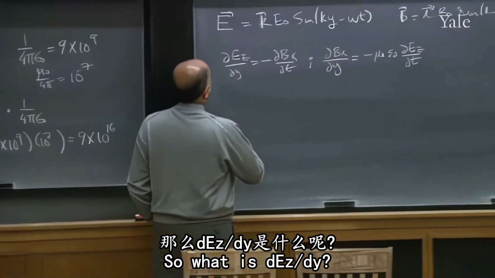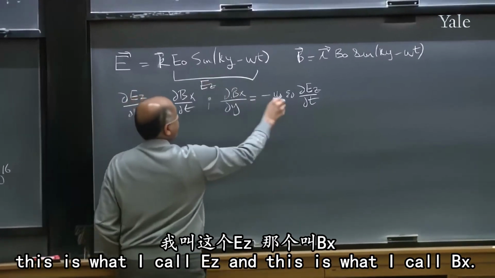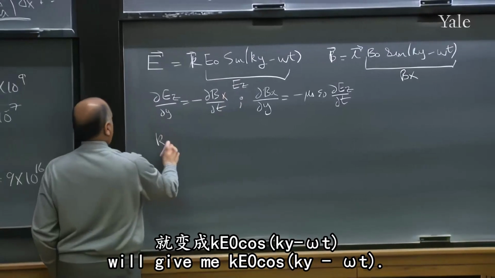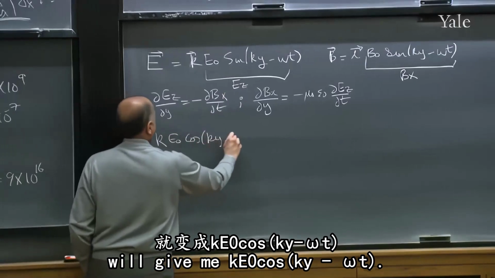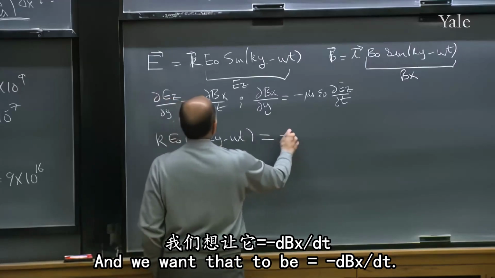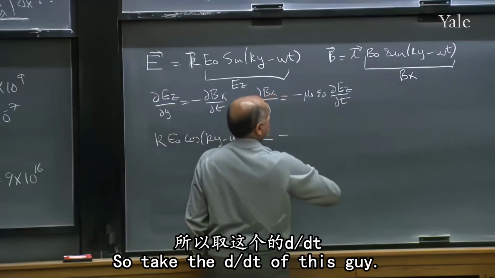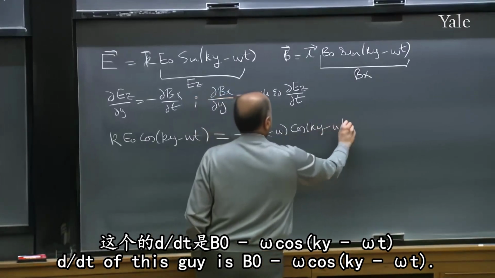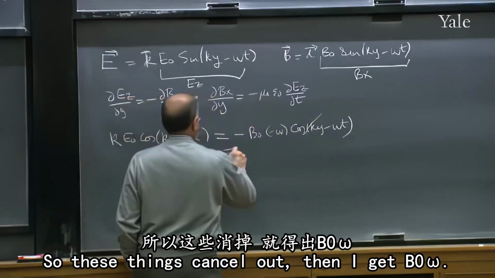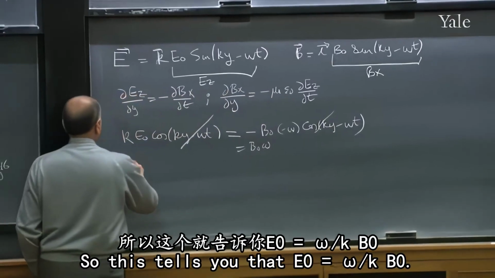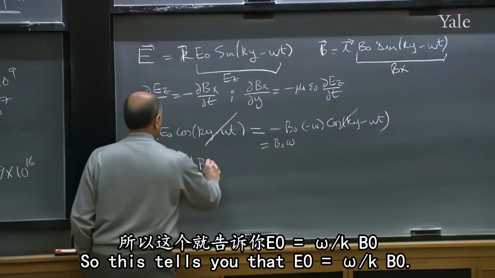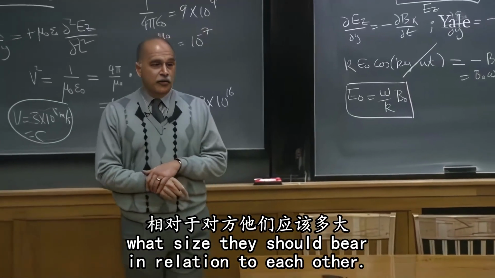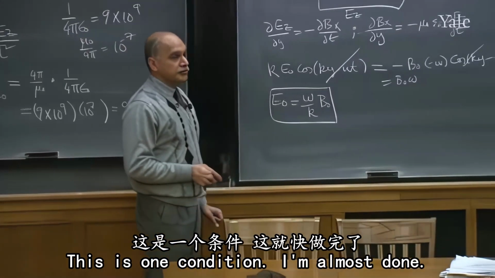So what is dEz dy? If you take the d by dy of this, what I call Ez, and this is what I call Bx, dEz dy will give me k E0 cosine of ky minus omega t, and we want that to be equal to minus dBx dt. So take the d by dt of this guy. D by dt of this guy is B0 times minus omega cosine of ky minus omega t. So these things cancel out. Then I get B0 omega. So this tells you that E0 is equal to omega over k times B0. It tells you about the magnitude of the E and B vectors, what size they should bear in relation to each other. This is one condition. I'm almost done.